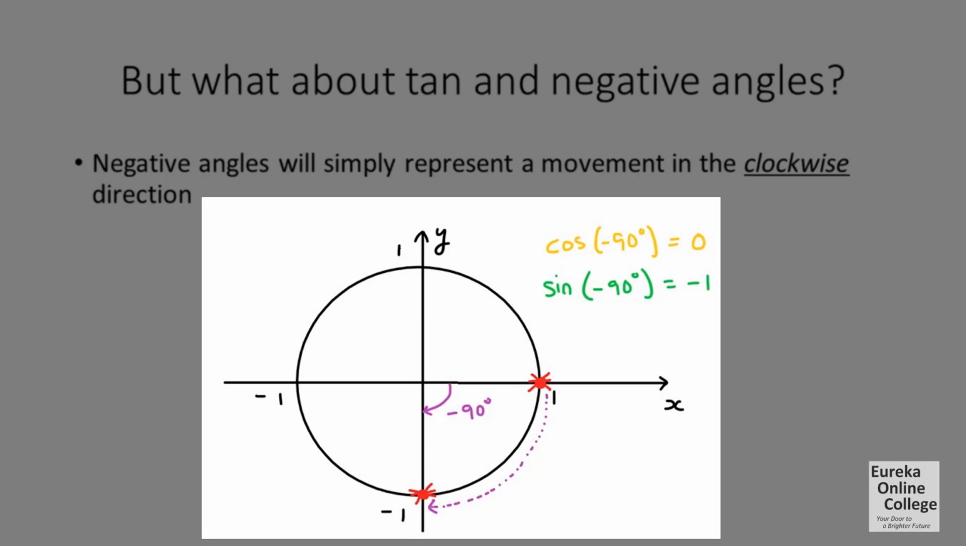What's his x-coordinate down there? Well, it's 0, so cosine of minus 90 equals 0. What's his y-coordinate down there? It's minus 1. So sine of minus 90 degrees is minus 1. Easily able to visualize that, no problems.